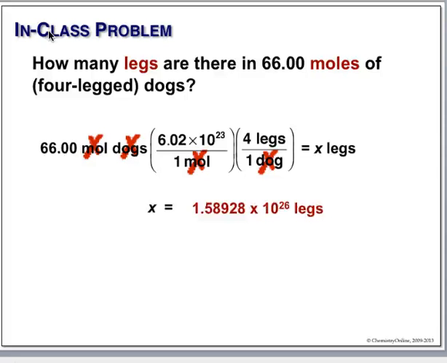Now our significant figures here are limited by the number we used here, 6.02, that's 3 significant figures. Remember, 4 legs per dog is an exact number. They're not approximately 4 legs on a dog. They're exactly 4 legs on a dog. So, we round this to 1.59. Any question on the concept? It's just a very large number.